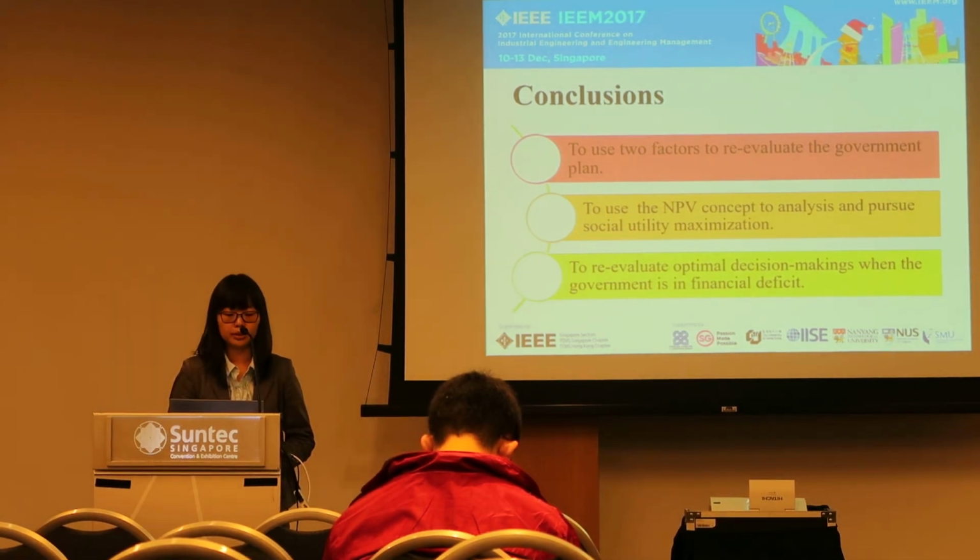To sum up the main points, first, this model used the two factors, the prison construction cost and the social cost of crime, to re-evaluate the government plan. Second, this model used the NPV concept to analyze the prison construction cost and pursue the social utility maximization. And this is the same as the goal of the government. And last, this model re-evaluates the optimal decision-making when the government is in financial deficit. Most importantly, it helps the government to decrease its budget, but it also can achieve or maximize the social benefit.